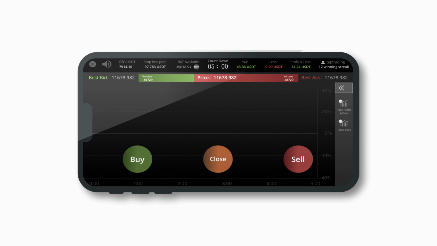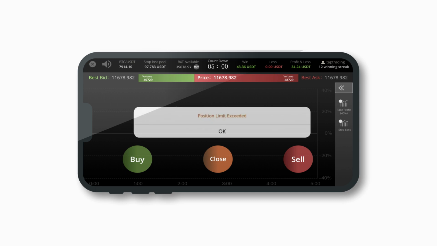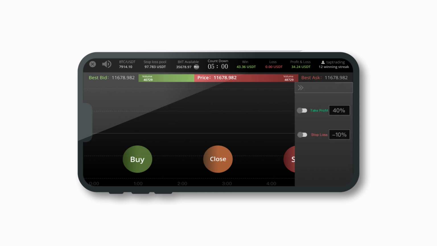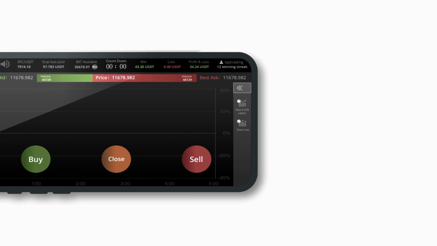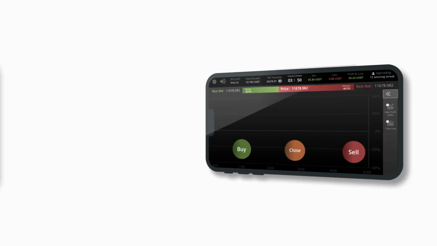You can maximize the protection of your assets by limiting your orders using the stop-loss function, and because of the fact that all orders are automatically closed every 5 minutes. Let's take a closer look.